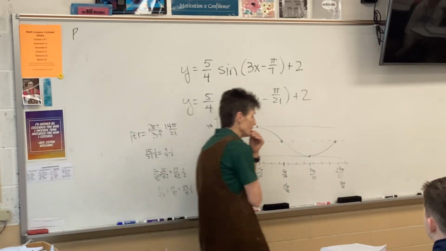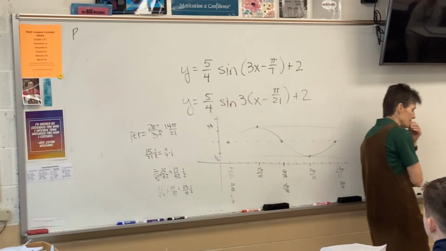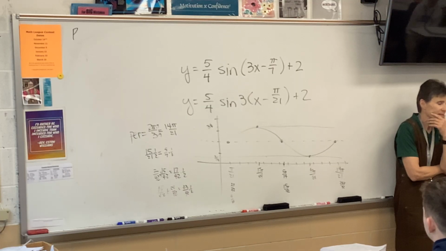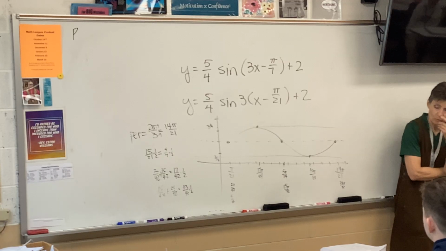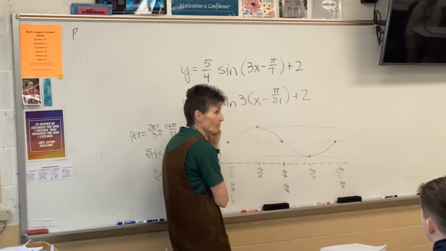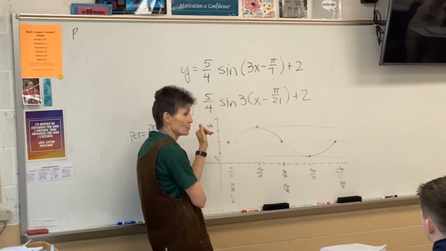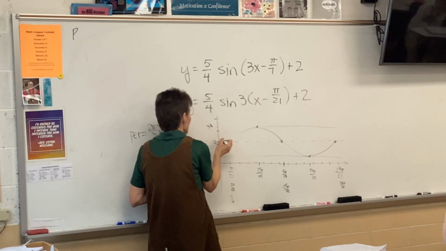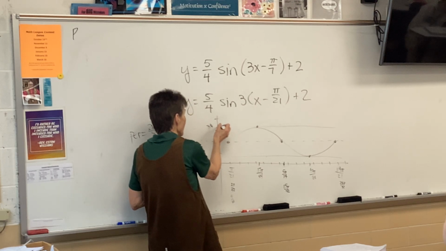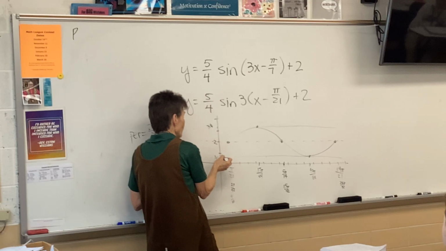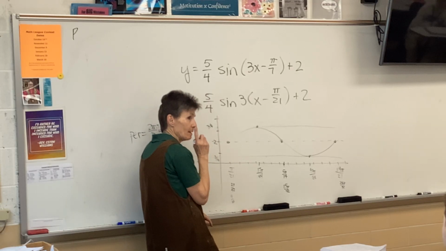Alright, so conceptually, I think you all know what you're doing, at least I hope so. The arithmetic is just so out of control, unfortunately. So, did you figure out that your amplitude is 5/4 and your midline is 2? So, if this is my midline right here at 2, then my curve is gonna go up 1 1/4 and down 1 1/4 from that point. Would you agree with that?